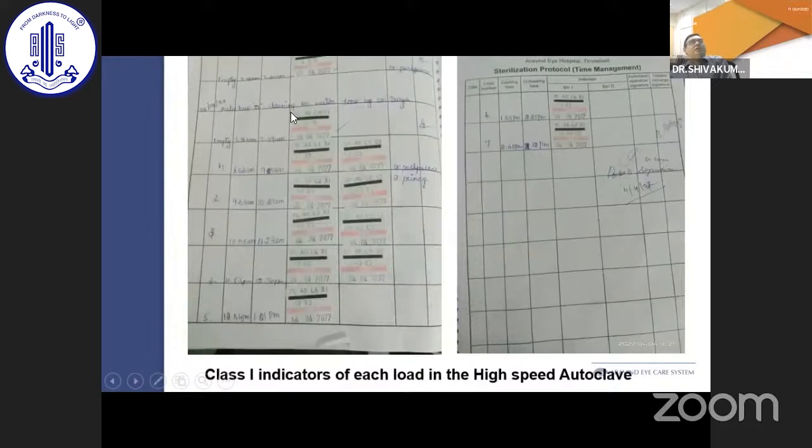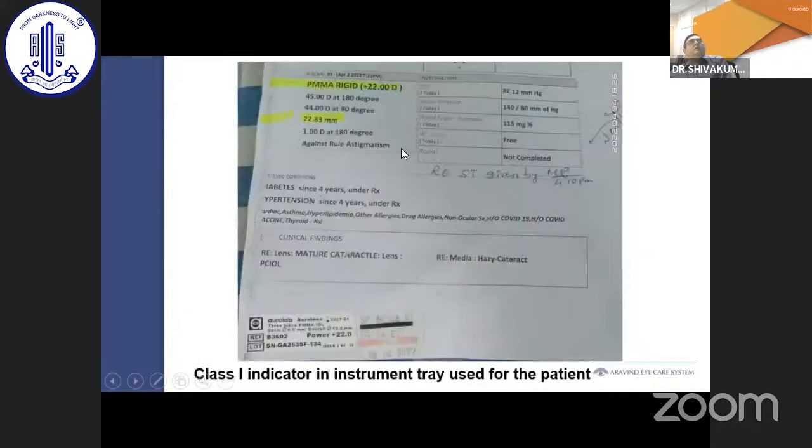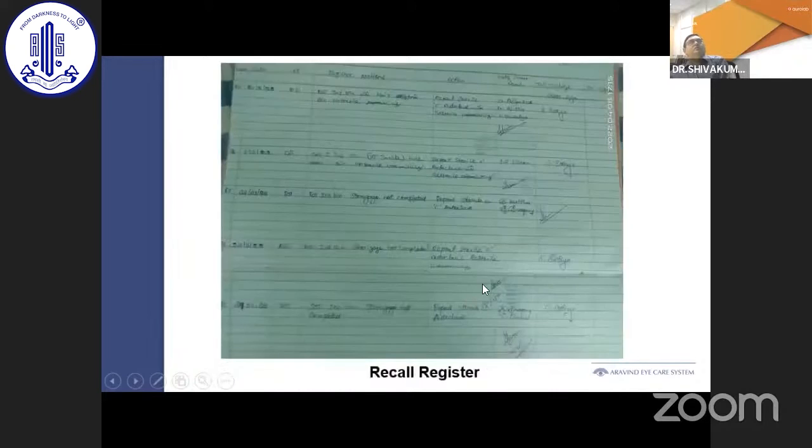This is a 3-line indicator of every bin during the in-between sterilization from the high-speed autoclave. And this is the most important documentation. On the patient's case sheet, the 3-line indicator from that particular set is attached so that we can always trace back based on the name of the operator, the autoclave, the load number, and the theater. And this is another very important documentation, which is called the recall register.